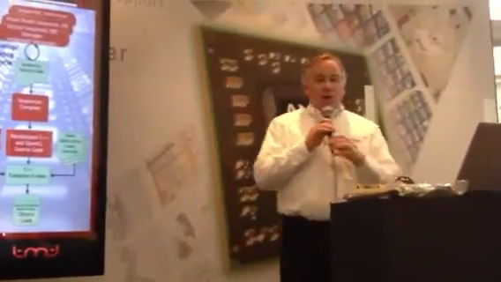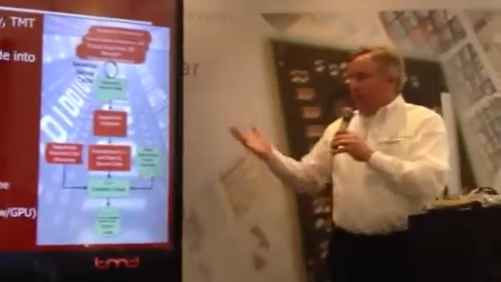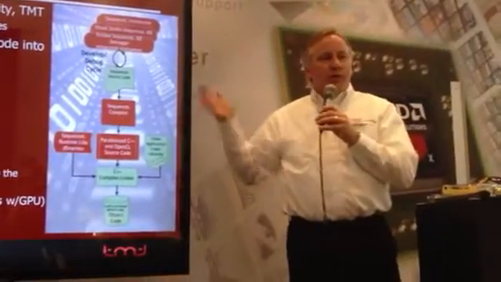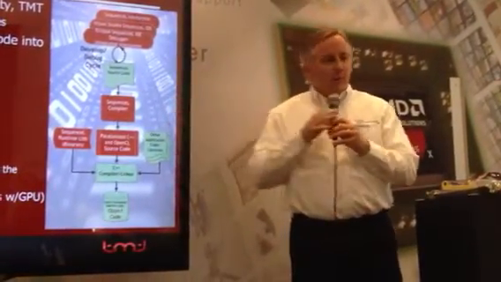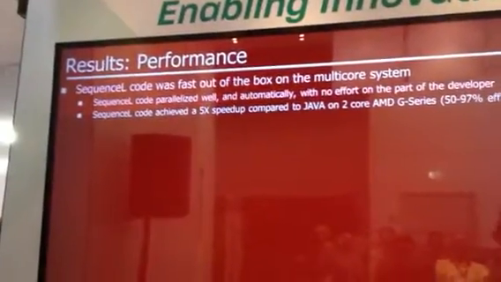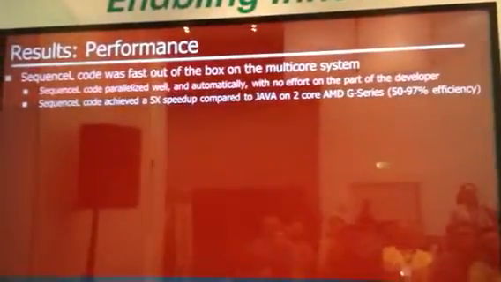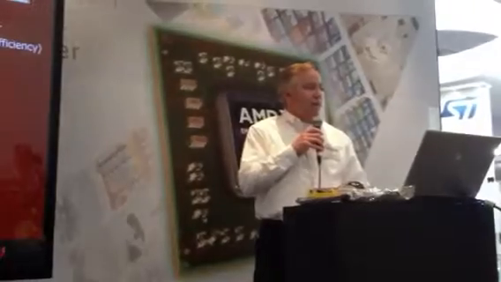So, it's all automatic. The user just writes pretty high-level code, and he doesn't worry about execution. All the parallelization is done for him, and it works. So what happened in this test case? The results were right out of the box. The SequenceL code was very fast. It parallelized well, automatically, with no input from the user. Part of our big value prop. And right off the bat, we got a 5x speed up on a 2-core system.